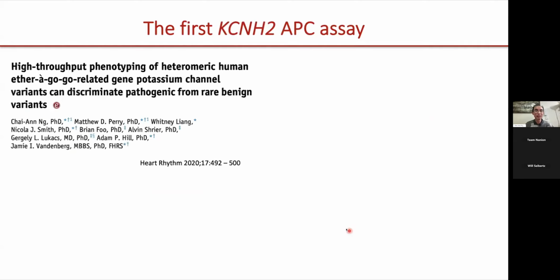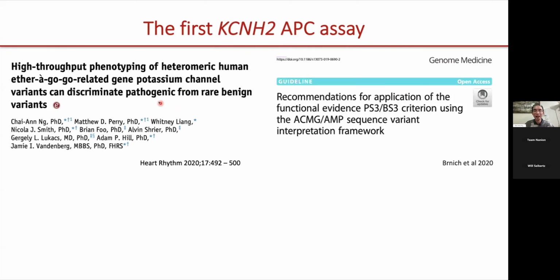So the first KCNH2 patch clamp assay was published in 2020. At that time, we simply wanted to ask if it is feasible to use a patch clamp or APC system to discriminate pathogenic variants from benign variants in this gene, KCNH2, that codes for the potassium channel, Kv11.1. But at that time, we published the paper, and afterwards, the ClinGen recommendation was published.